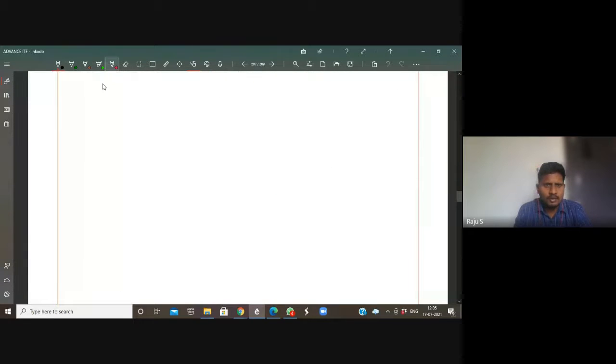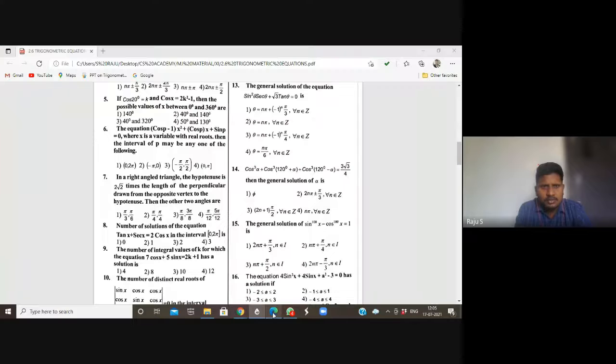Question number 7. See here, question number 7 is: in a right angle triangle, the hypotenuse is 2√2 times the length of the perpendicular drawn from the opposite vertex to the hypotenuse. Then the other two angles are, okay.